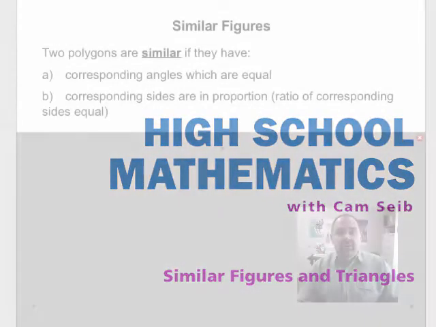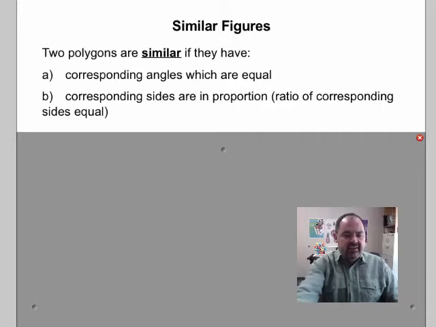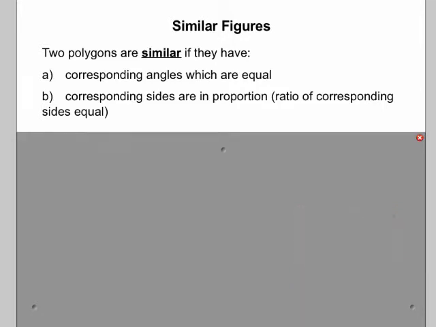I want to start this video with a quick review of what we mean by similar figures. Before watching this video, you should have had a chance to explore and discuss this concept in class. But here's a quick summary. Similar means that two figures have the same shape, but often different sizes, so a reduction or an enlargement of one of the other. Mathematically, that comes down to these two things: the two figures have corresponding angles which are equal, and corresponding sides which are in proportion.